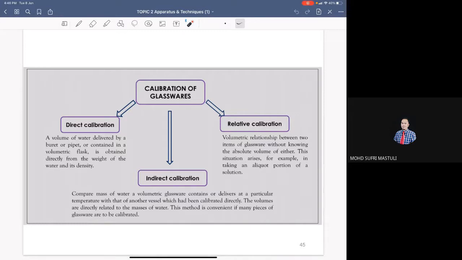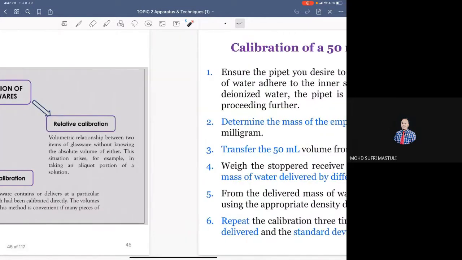This method is more convenient if we have many pieces of glassware that need to be calibrated. Relative calibration establishes the volumetric relationship between two items of glassware without knowing the absolute volume of either. This situation arises, for example, in taking a liquid portion of a solution. So we have three techniques: direct calibration, indirect calibration, and also relative calibration.